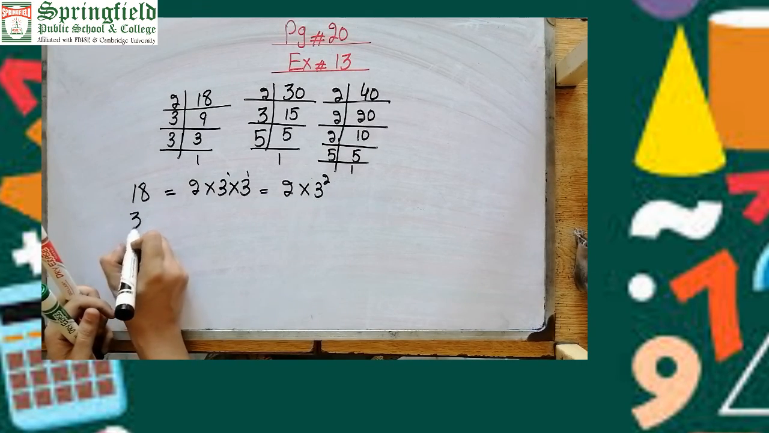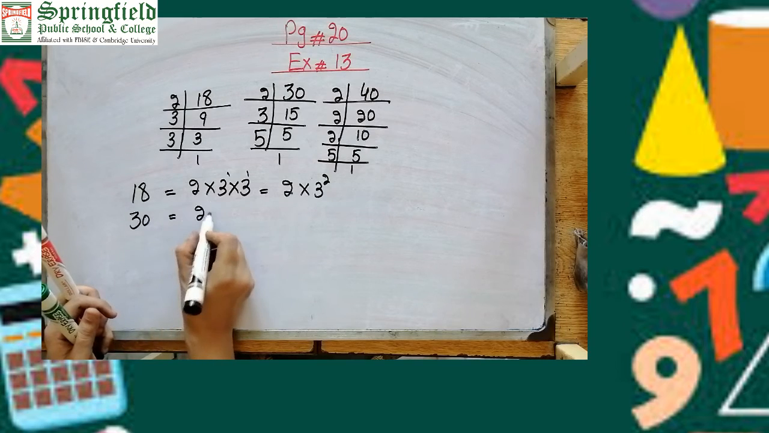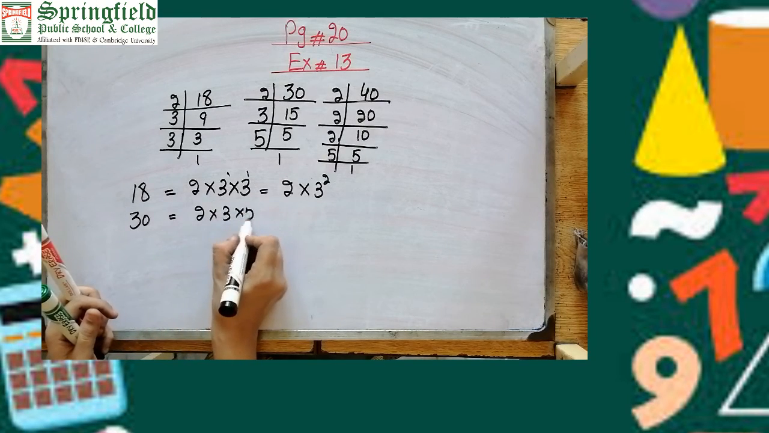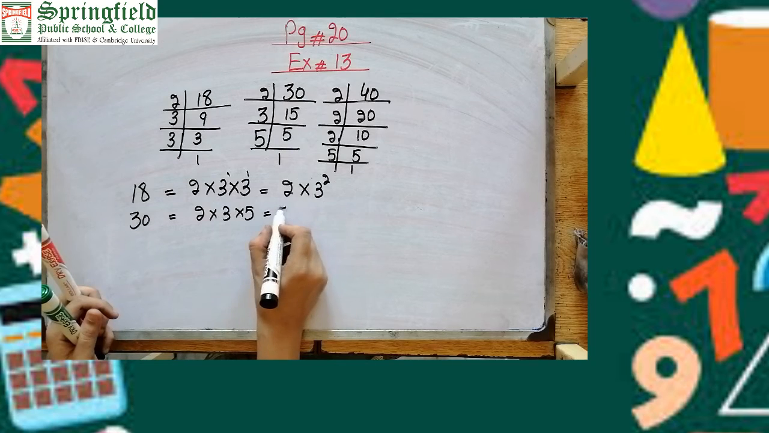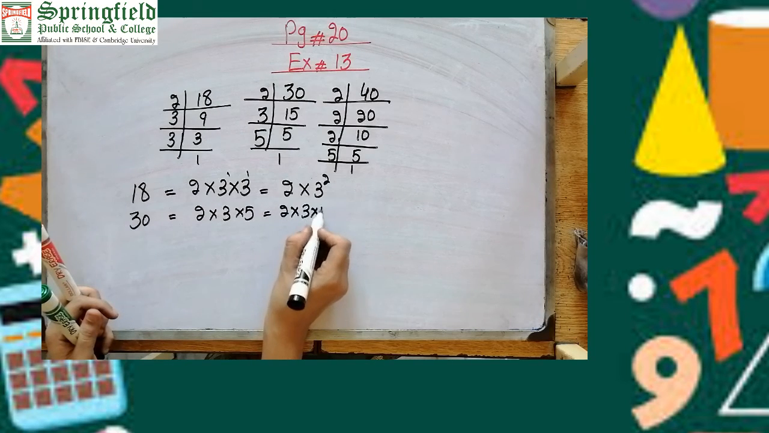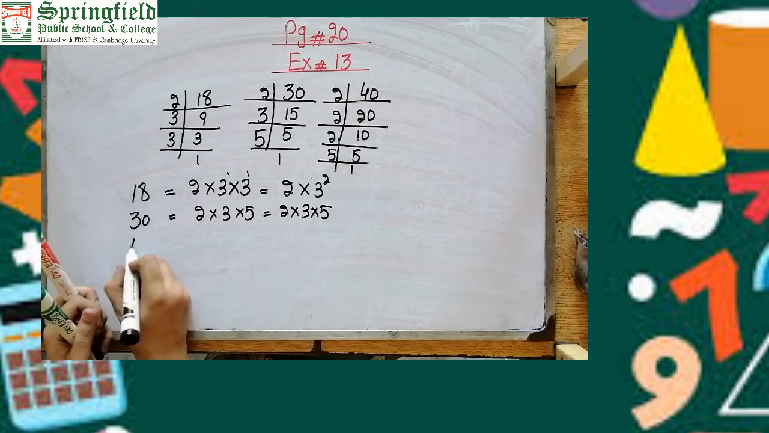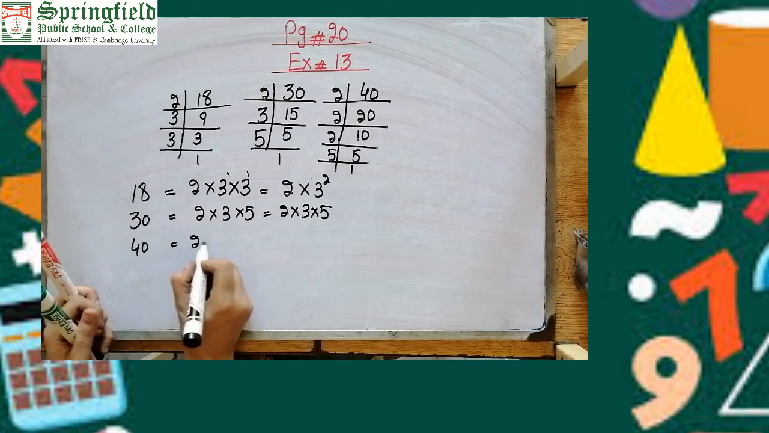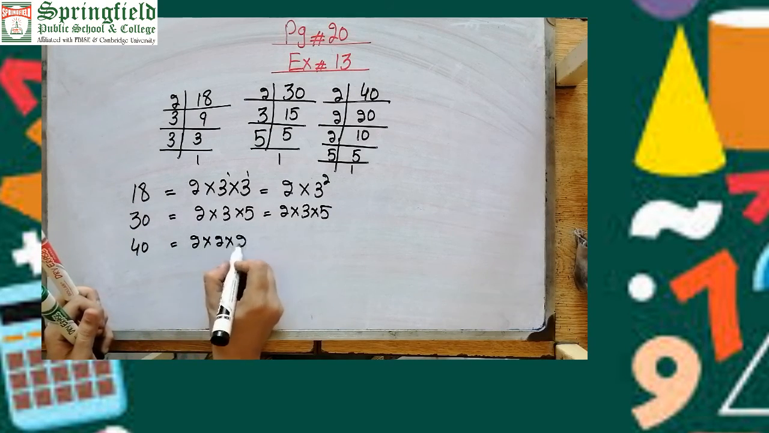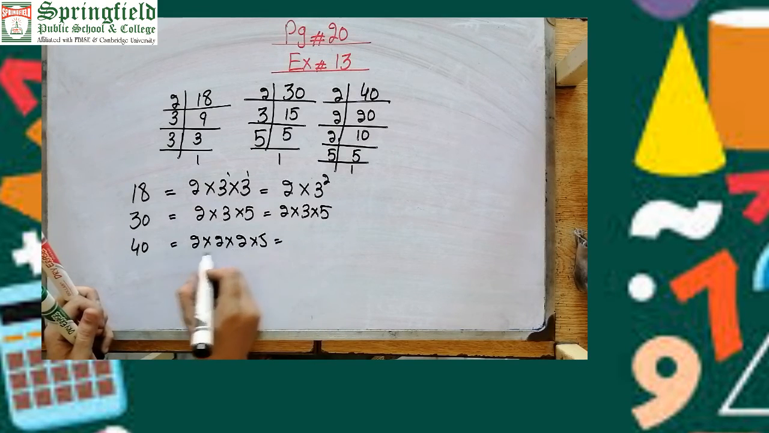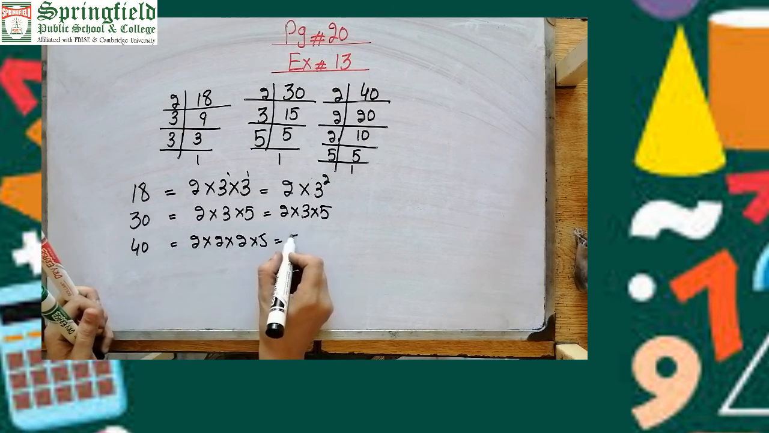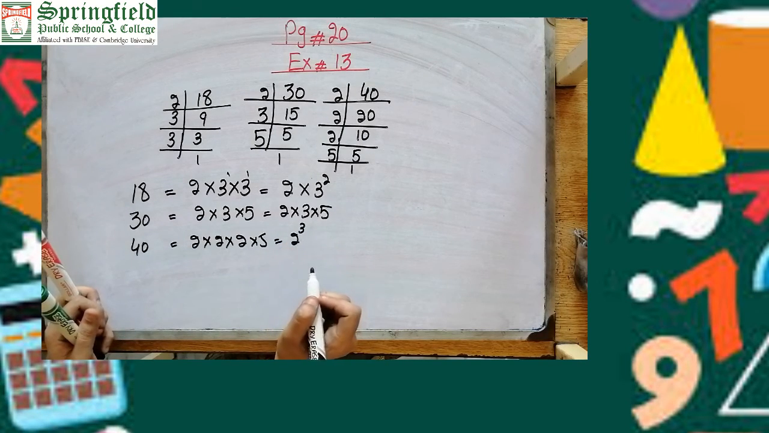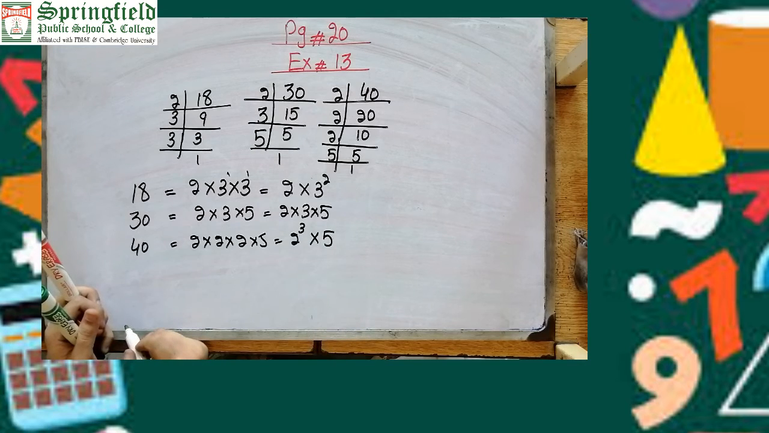So next, 30. 2 multiply 3 multiply 5. We can write it the same. Next, 40. 2 multiply 2 multiply 2 multiply 5. How many times is 2 there? 1, 2, 3. It means the bases are the same, the power will be 3. It can be written in index notation: 2 power 3 multiply 5.